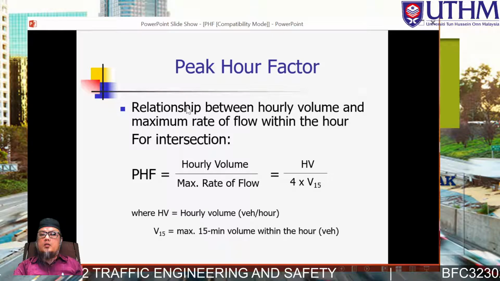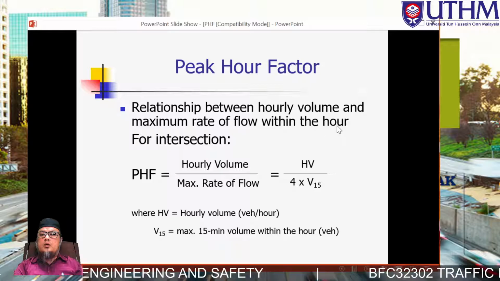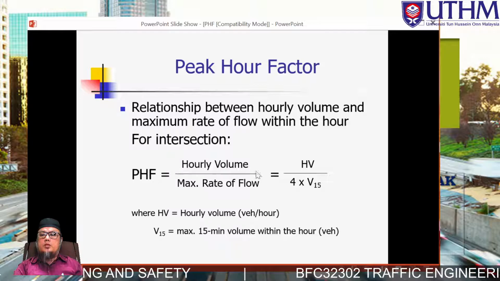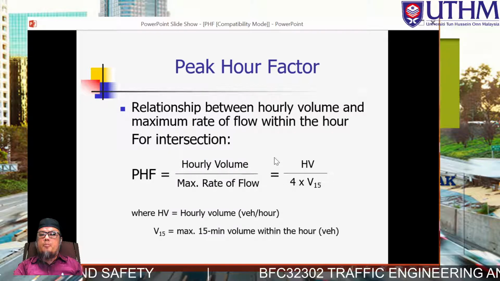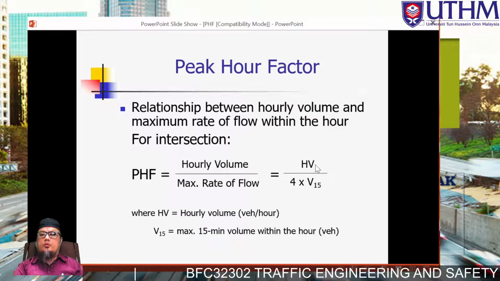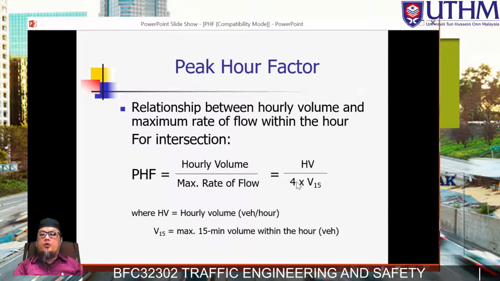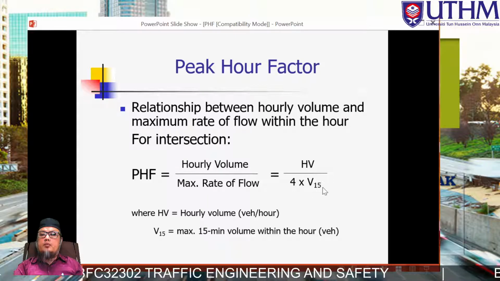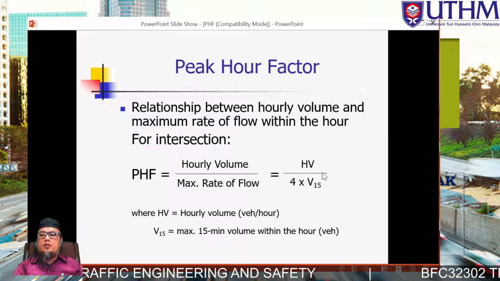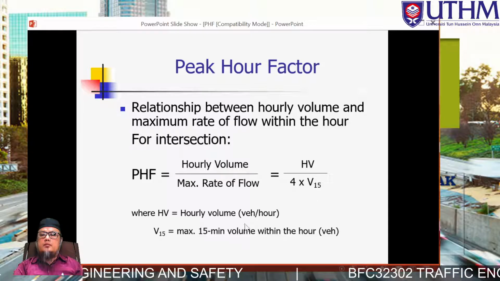The peak hour factor is the relation between hourly volume and the maximum flow rate within the hour. We have the formula here, and you have to remember this formula. PHF equals the volume in the hour, total volume, divided by 4 multiplied by V15 maximum, which is the maximum volume.